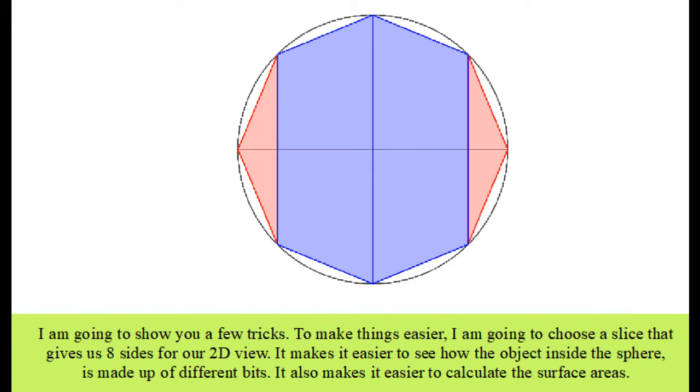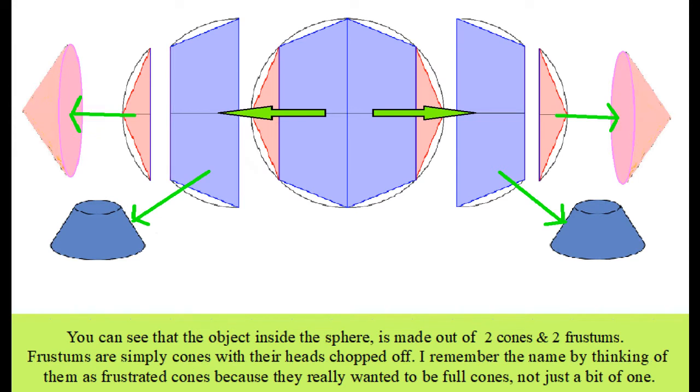To make things easier, I am going to choose a slice that gives us 8 sides for our 2-dimensional view. It makes it easier to see how the object inside the sphere is made up of different bits. It also makes it easier to calculate the surface area. In the above slide, you can see that the object inside the sphere is made out of 2 cones and 2 frustums. Frustums are simply cones with their heads chopped off. I remember the name by thinking of them as frustrated cones because they really wanted to be full cones, not just a bit of one.